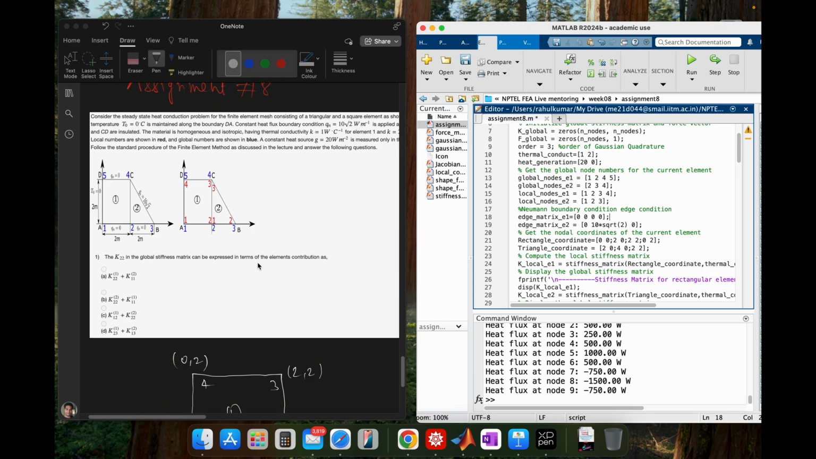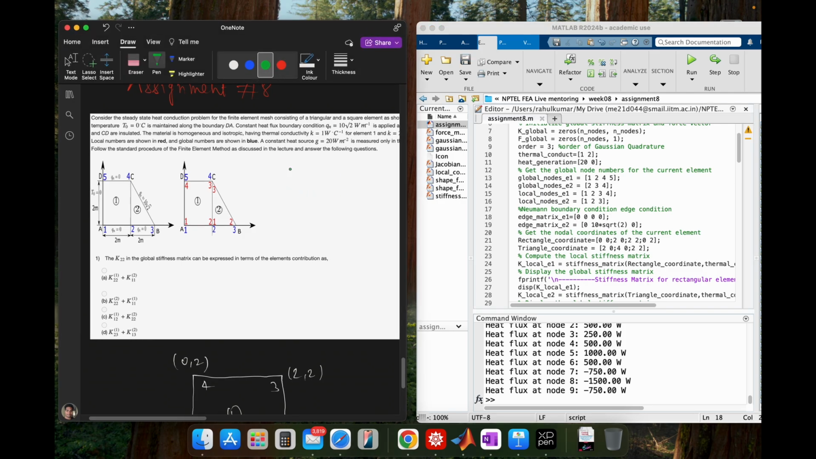Because when you mesh with a huge number of elements, suppose there is some kind of meshing like this, then you can see that it is very difficult.